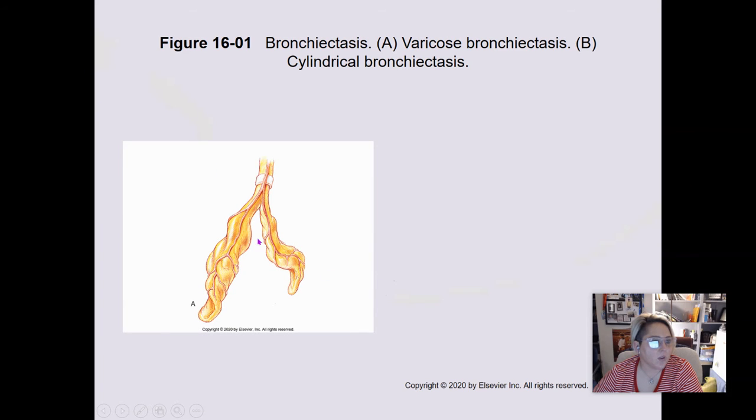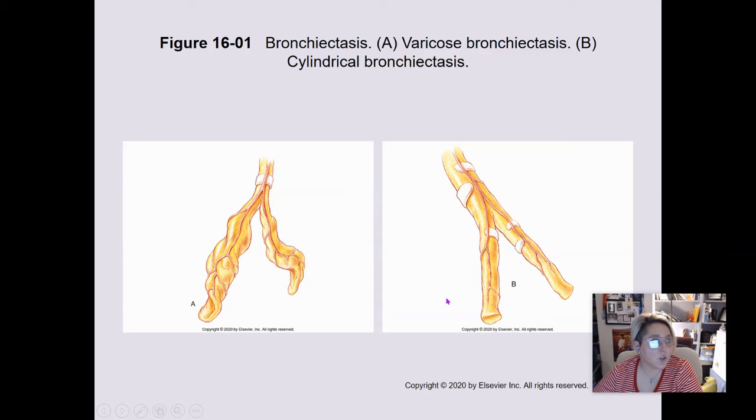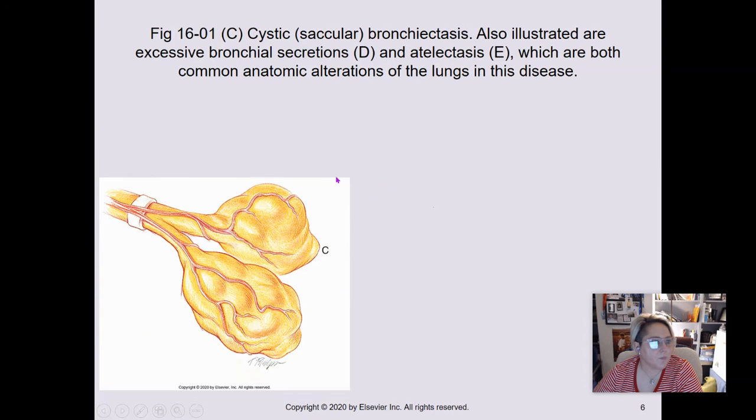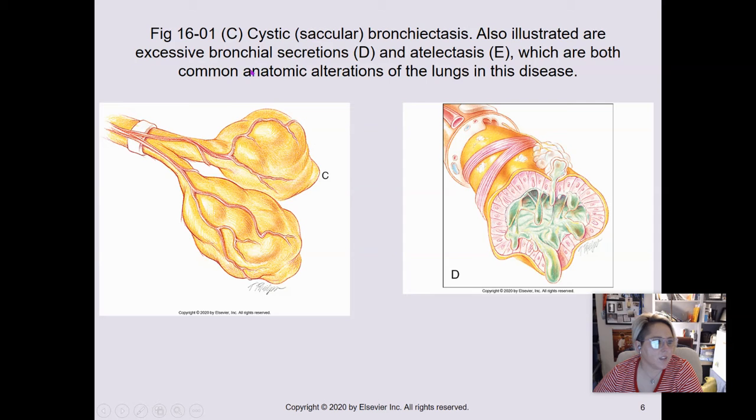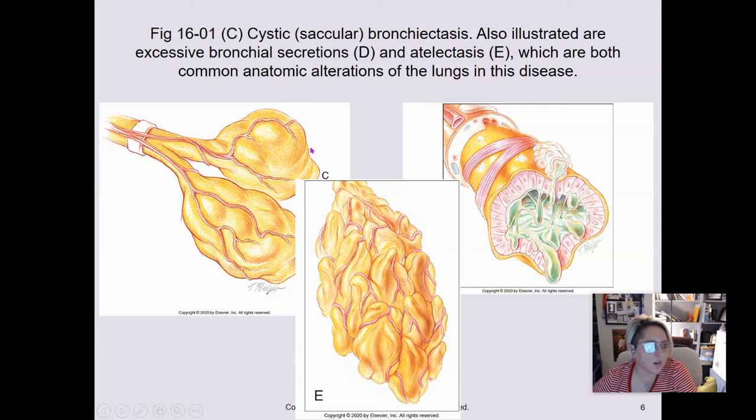So here we're looking at the varicose bronchiectasis. If you think about varicose veins, they look exactly like that, okay? Then you're looking at cylindrical. It looks just like a cylinder, very hard to miss. Cystic, so you've got saccular bronchiectasis. These are what those look like. And then you're looking at an illustration of excessive bronchial secretion, so that's D. These are all on page 260. If you want to look at them a little closer, I know you probably had to label them in your homework. Then you have atelectasis, obviously, because this is a common anatomic alteration. We're going to see that in a lot of these.